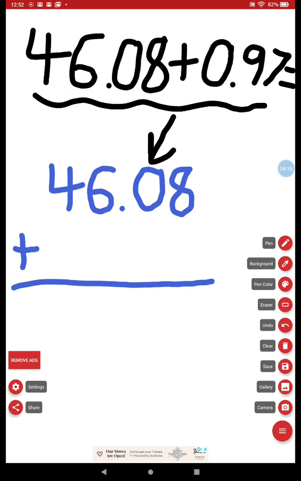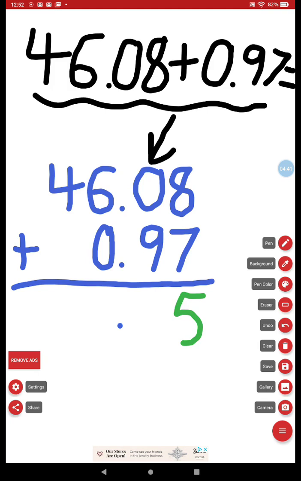Now what do I do with that decimal point? I line up on the decimal point. So I put the decimal point, and now I write my 97 hundredths. All right, now before I crunch any numbers, I bring that decimal point straight down in a straight line. Now let's crunch our numbers. 8 plus 7 gets me, very good, 15. I write down the 5, carry the 1. 1 plus 0 plus 9 gets me, very good, gets me 10. Write down the 0, carry the 1.